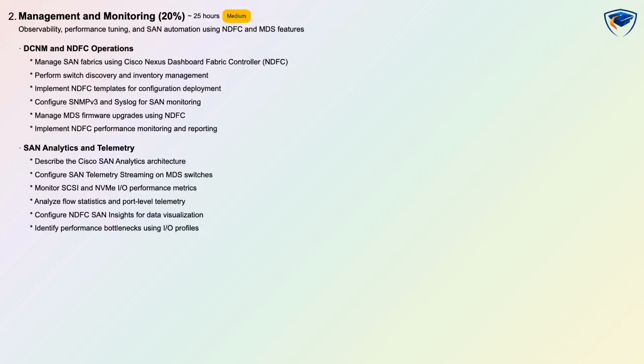Within the implementation domain you will also cover zoning and inter-VSAN routing, including basic and enhanced zoning, zone set management and smart zoning for scale. You will learn to configure inter-VSAN routing topologies, manage IVR zone membership and IVR NAT and non-NAT modes, and verify zone database synchronization across the fabric.